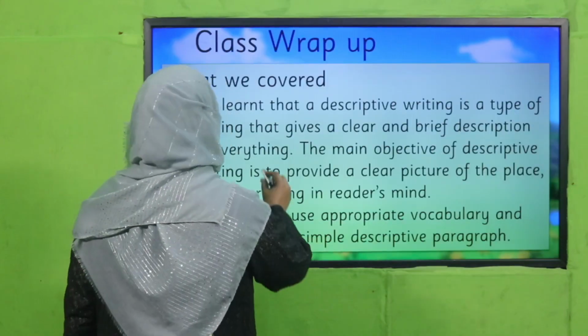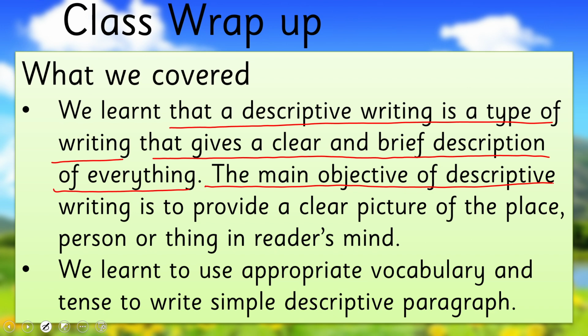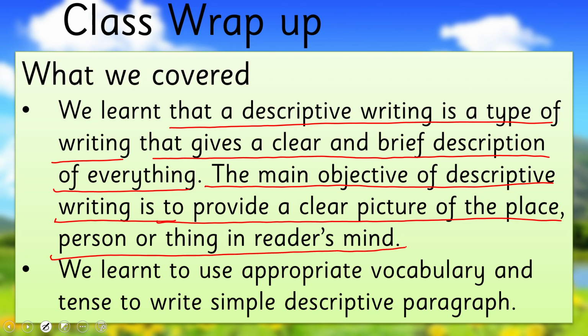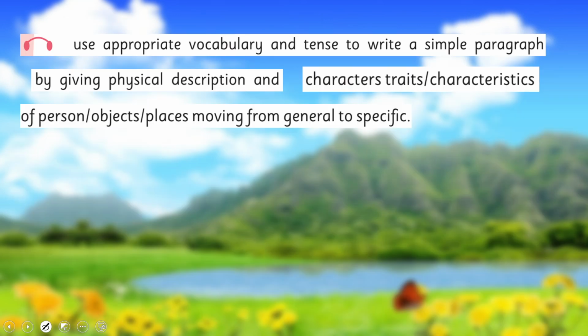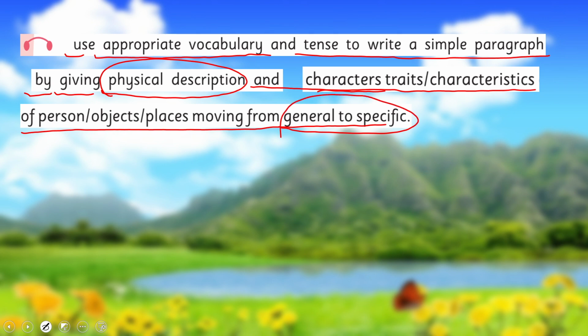So in this way, we learned that descriptive writing is a type of writing that gives a clear and brief description of everything. The main objective of descriptive writing is to provide a clear picture of the place, person, or thing in the reader's mind. And we learned to use appropriate vocabulary and tense to write simple descriptive paragraphs. So we achieved our SLO to use appropriate vocabulary and tense to write a simple descriptive paragraph by giving physical description and characteristics of person, object, places, moving from general to specific.